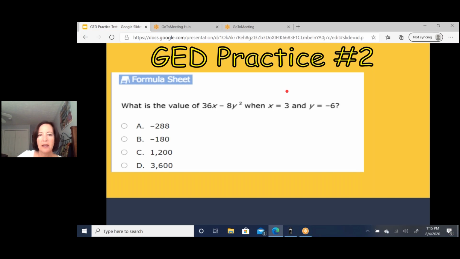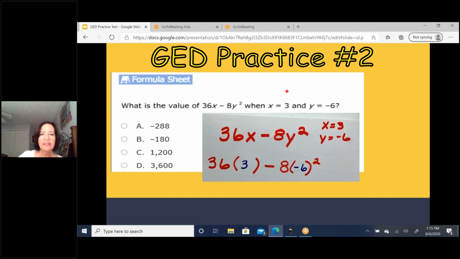Okay, the video is back on now. This is just a simple substitution problem. I rewrote the problem, as I typically do, 36x minus 8y squared. But they told us that x is going to equal 3 and y is going to equal negative 6. That simply means in the spot where we had x, we're going to put the number 3. And in the spot where we had y, we're going to put the number negative 6.